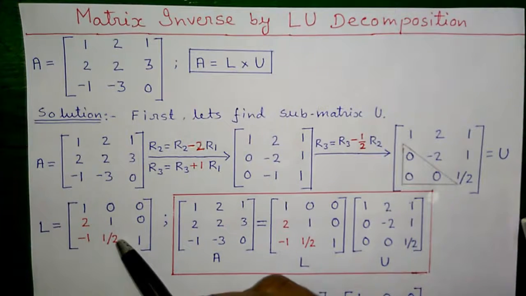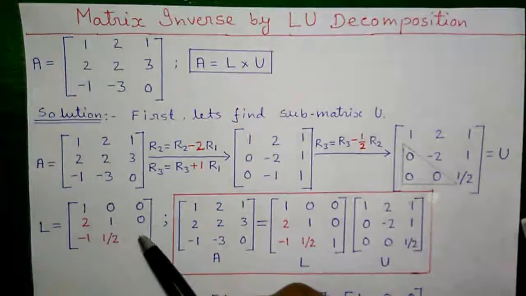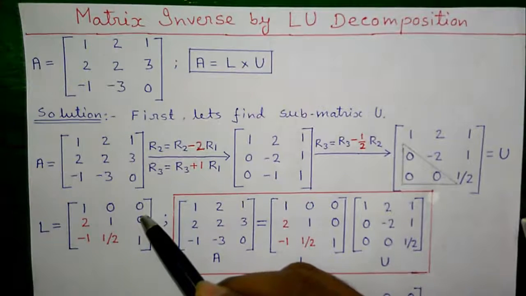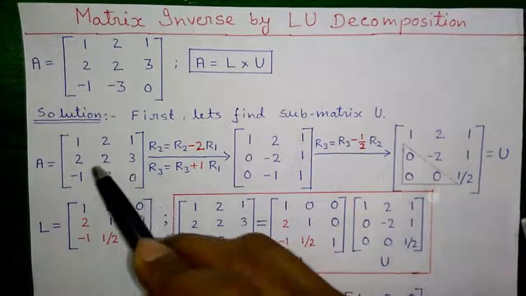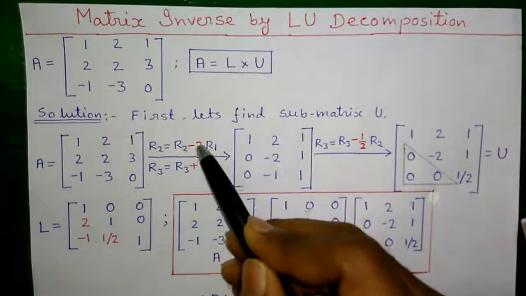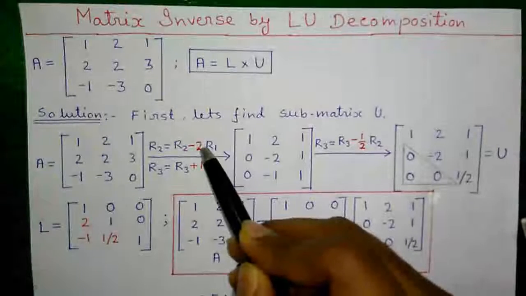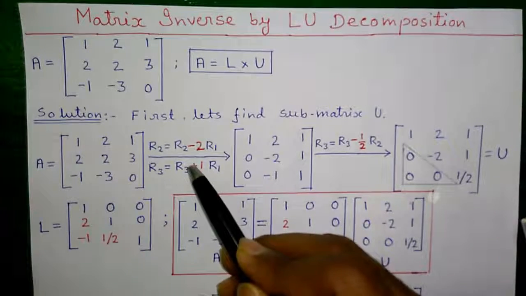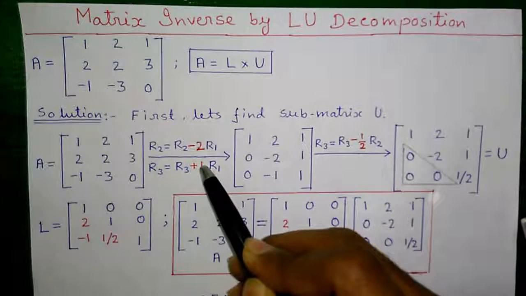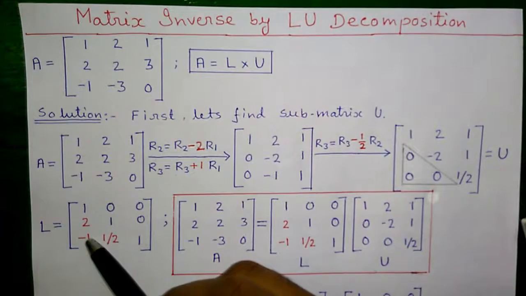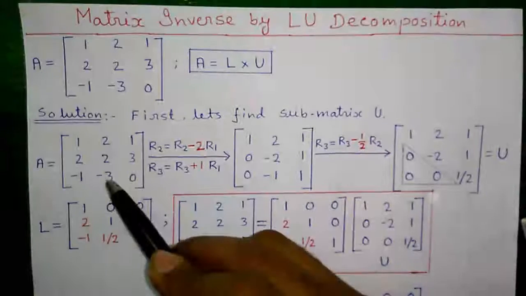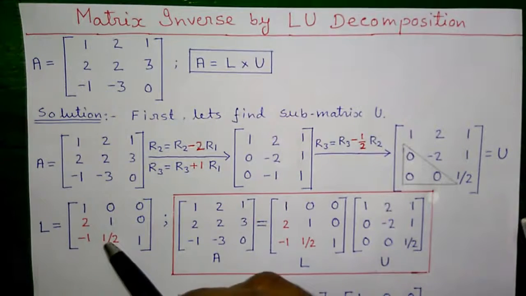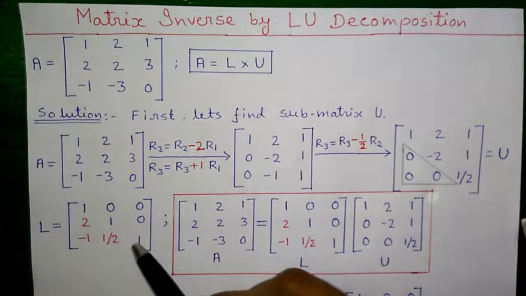Next, to get matrix L, first we will write all diagonal elements as 1, 1, 1, and all upper triangular elements as 0. Next, during U, to get a 0 at this position, we used -2. So we write the opposite of -2, that is +2, at this position in L. Similarly, to get a 0 at this position, we used +1. So we will write the opposite of +1, that is -1, at this position in L. Next, to get a 0 at this position, we used -half. So we will write the opposite of -half, that is +half, at this position in L. So we have got matrix L also.